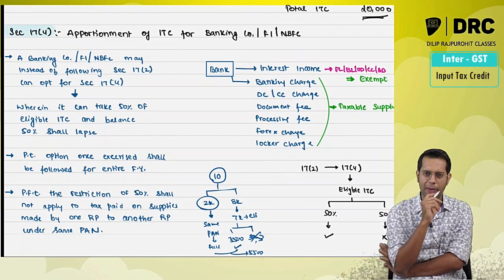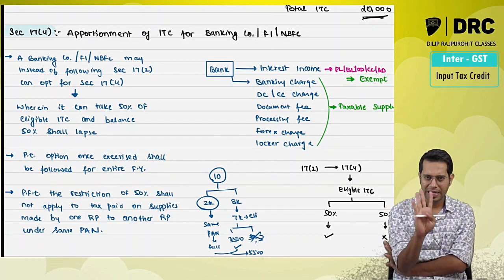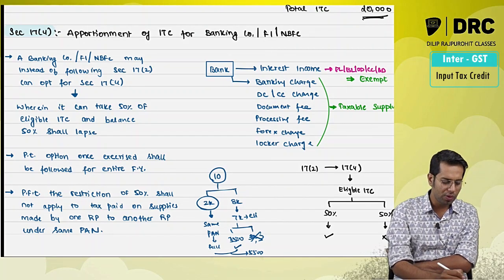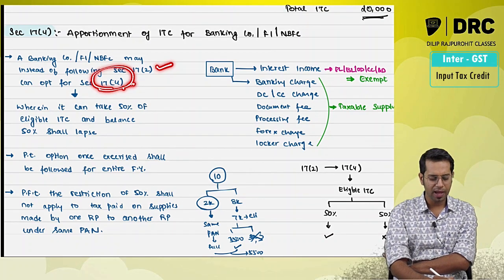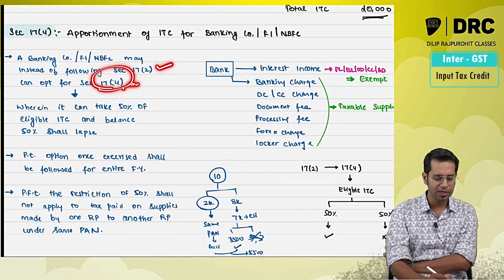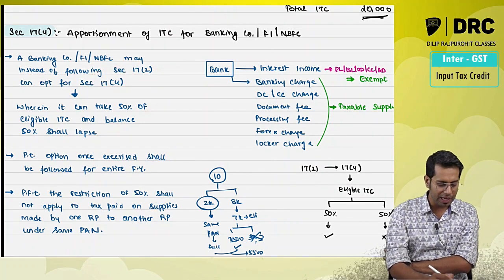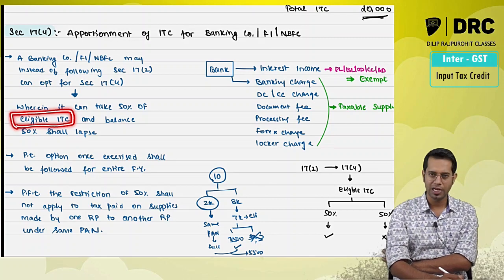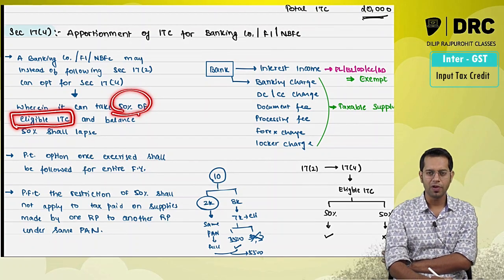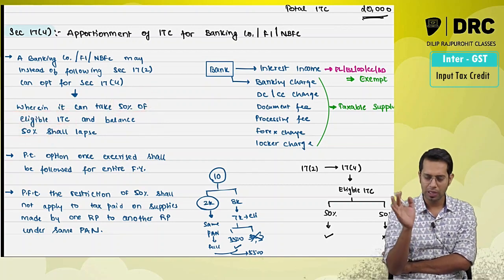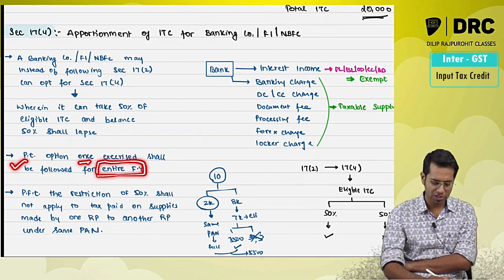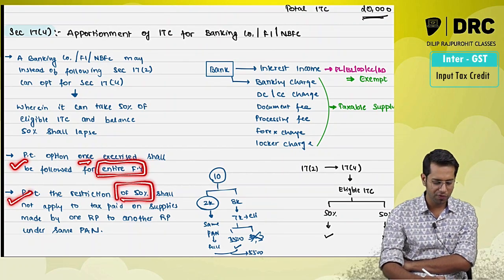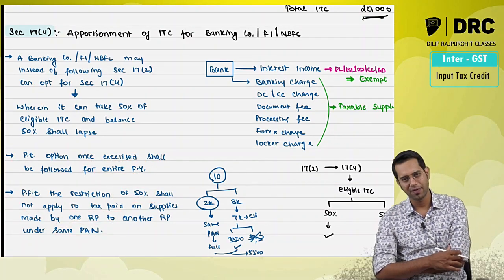So what lawmakers have told bank, lawmakers have told, hey bank, wait, I'll give you an option. You do one thing, bank, instead of following 17.2, I will give you an option to follow 17.4. What will happen if I follow 17.4? If you follow 17.4, you just have to calculate your eligible input tax credit. Take 50% of eligible input tax credit, and the balance 50% shall lapse. It will go off. Provided that this option once exercised will be valid for the entire financial year, and provided further that this restriction of 50% shall not apply to taxes which are paid by one registered person to another registered person having the same PAN.